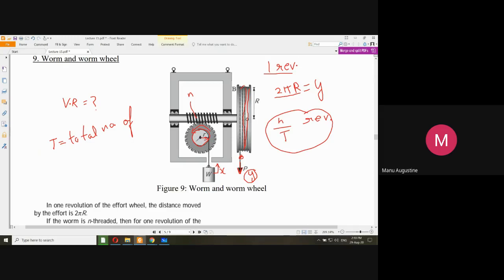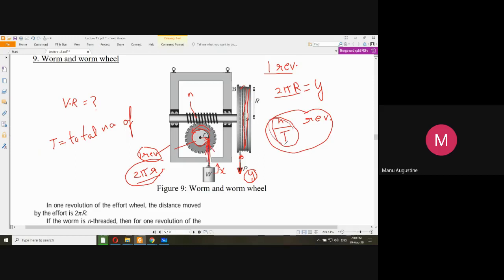Now, this disc has a radius of small r. So if the disc was allowed to complete one revolution, then the total amount of rope that it would have pulled upwards circumferentially would be equal to 2 pi small r. That means if I give this disc one complete rotation, it would pull up rope equal to the distance along one full circumference, that is 2 pi small r. But how much did this disc rotate? Did it rotate one revolution? No, it rotated only n by t revolutions.